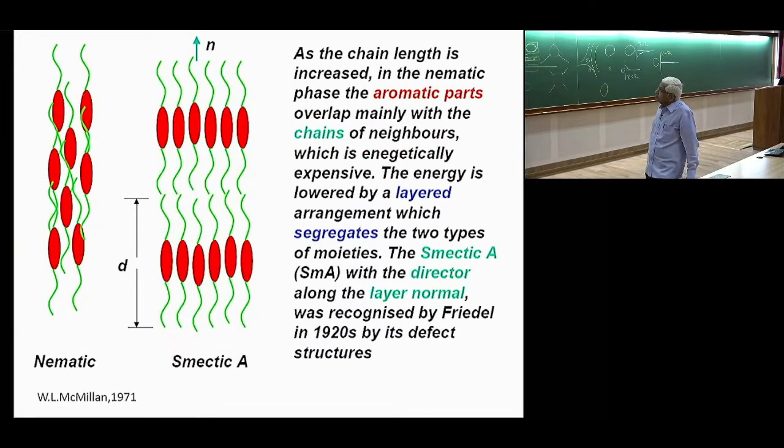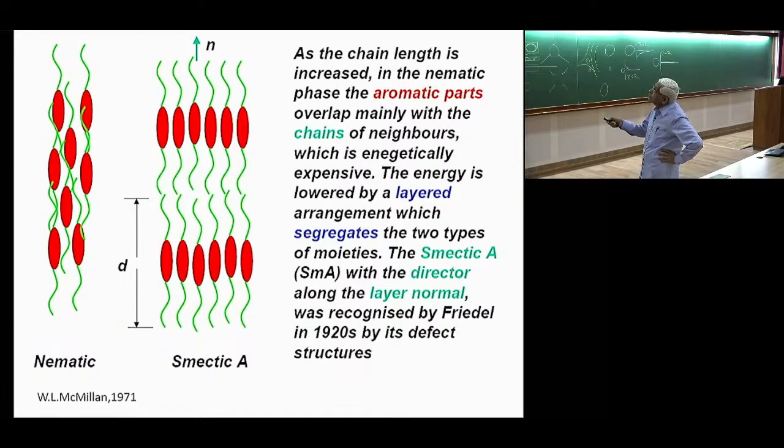So now, supposing I take a rod, and normally the rods are made of an aromatic core, which is a few benzene rings lined up, which has a very high polarizability anisotropy, and Meyer pointed that out, and that is what causes the nematic orientational order to be stable.